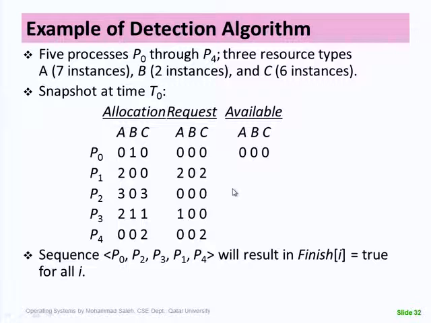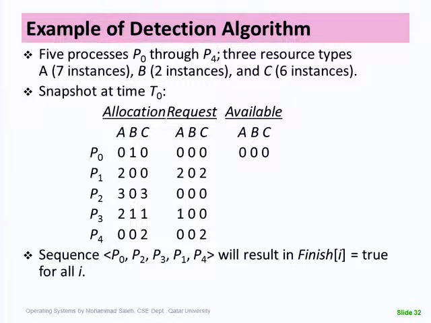Now, what we need to do, periodically, is look at the state of the system. Assume that this is the state of the system. What we need to do is try to find an execution sequence. So do we have an execution sequence here? Do not jump to conclusions when you see that the available is 0.